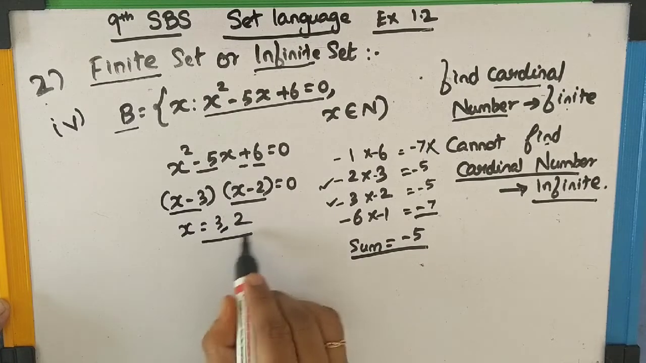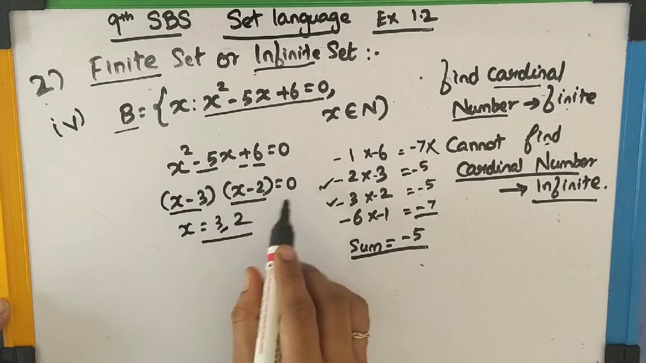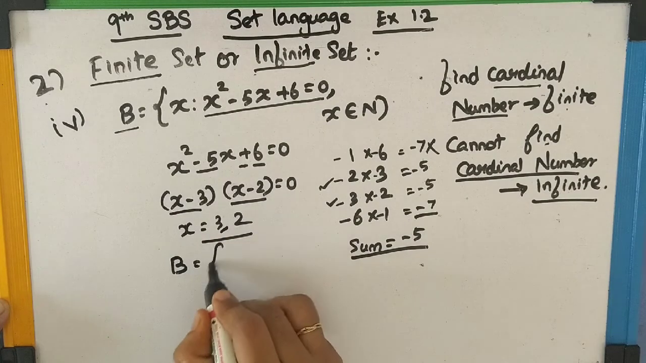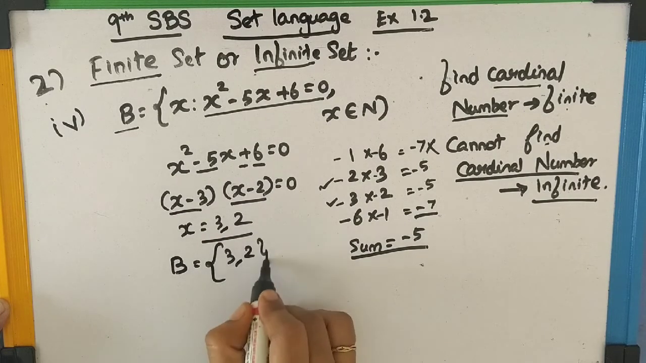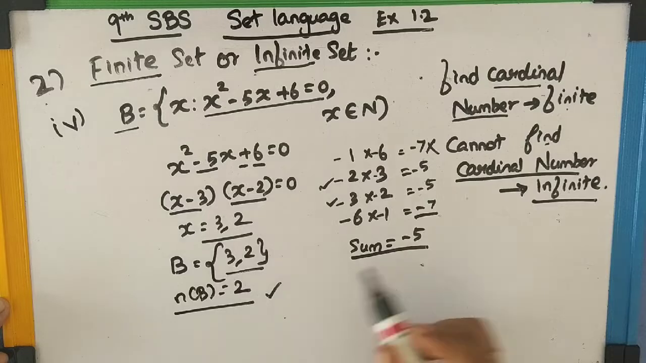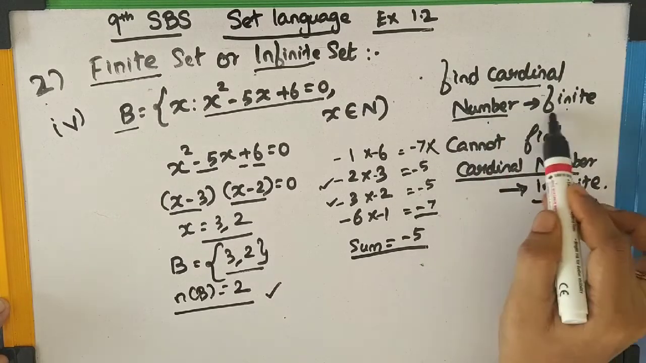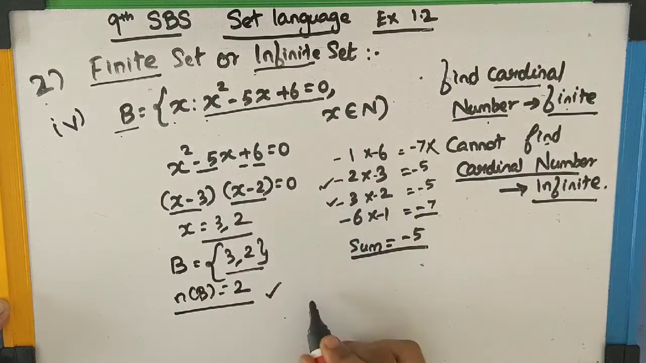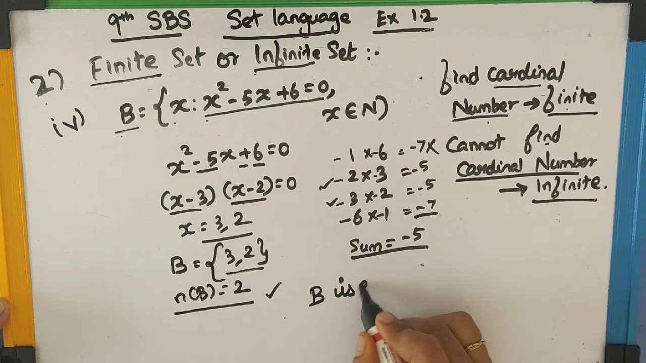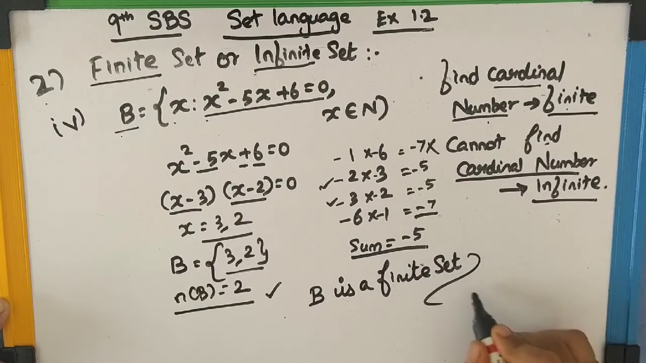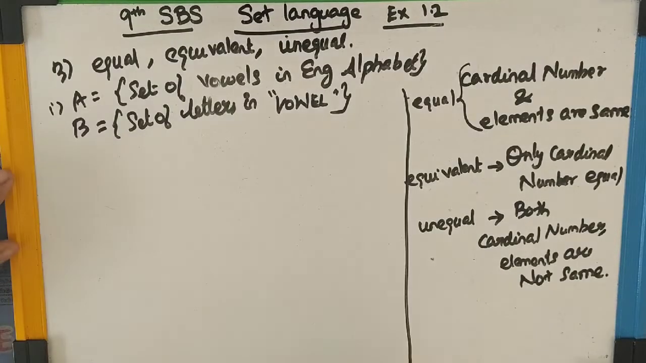Since the set B is {3, 2}, we can find the cardinal number of this set. We can count the elements inside this set, that is 3 and 2. So, 2 elements are inside the set. Since the cardinal number can be easily found, the set B is a finite set. There is no doubt in it. Do you follow me? Okay. With this, the finite set, infinite set problem is over and we can move to the next question.